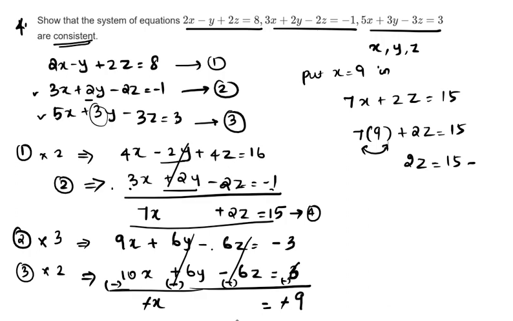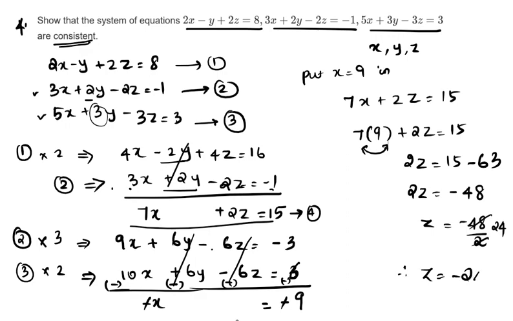So 7 into 9 is 63. If the positive value comes to this side, it will become negative, so minus 63, right? So we get 2z is equal to 15 minus 63, which becomes minus 48. So z is equal to minus 48 divided by 2, which is minus 24. Calculation part, you calculate yourself and check your answers. So z is equal to minus 24.